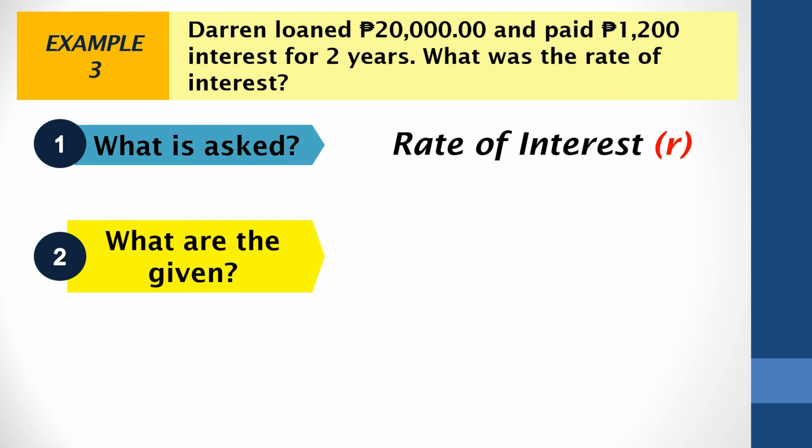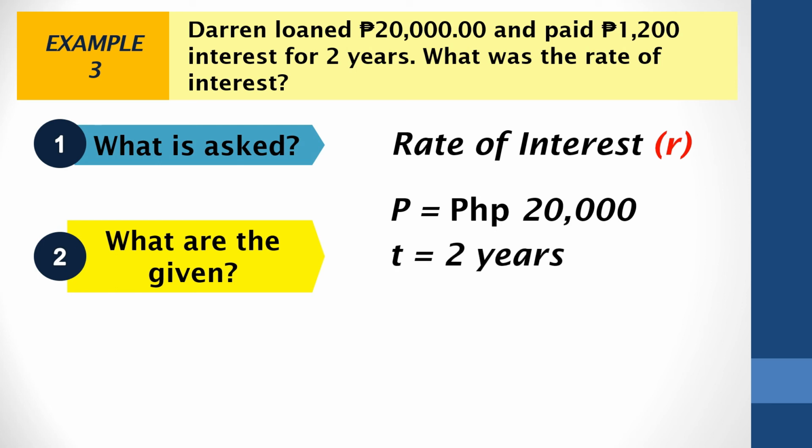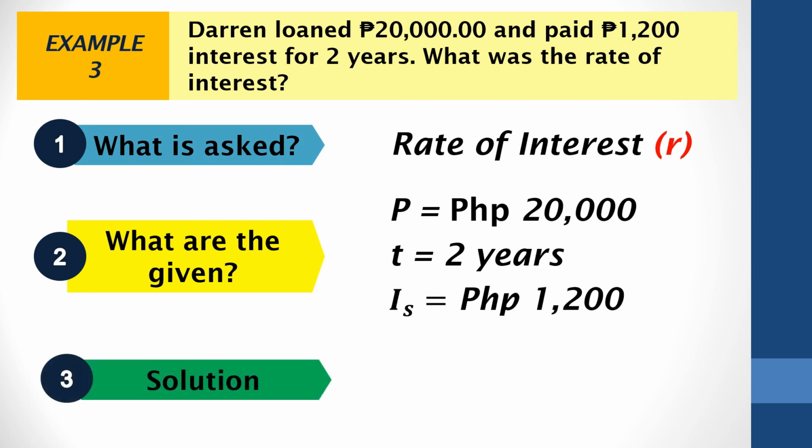What are the given? Ilista natin kung ano po yung given. We have the principal amount, 20,000. Ito po yung niloan ni Darren. T is the 2 years or yung ating term. And I sub S ay ang ating interest, which is 1,200. Ngayon, ano kayang solution natin? Okay, gamitin natin ang ating basic mathematics skills. Kailangan po nating i-manipulate yung formula ng simple interest para mahanap natin yung another formula for rate of interest.